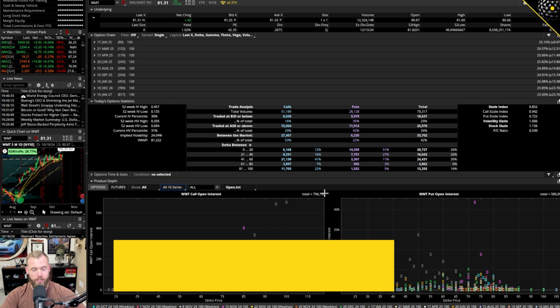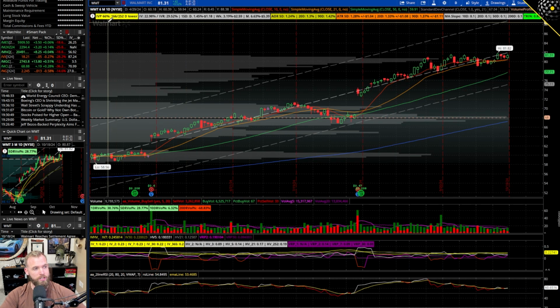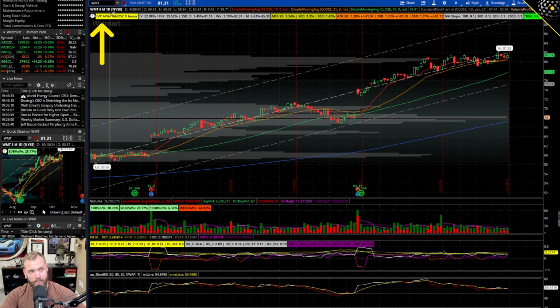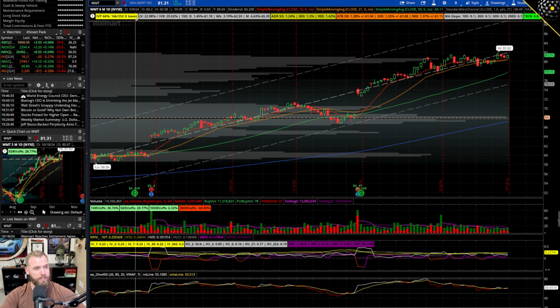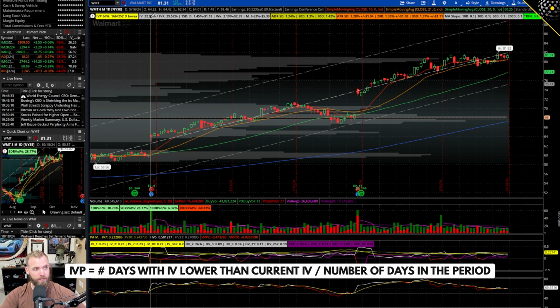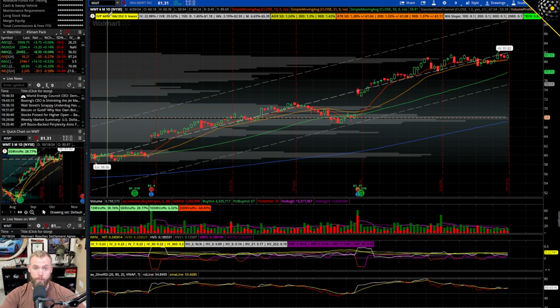The other thing we can use here is implied volatility. So we can use implied volatility for the product or the security itself. In this case, the implied volatility for Walmart is 23%. Now, we can use something like IVP, implied volatility percentile, to put this into context of is this 23% implied volatility high relative to Walmart or low? And in this case, it's actually pretty high.